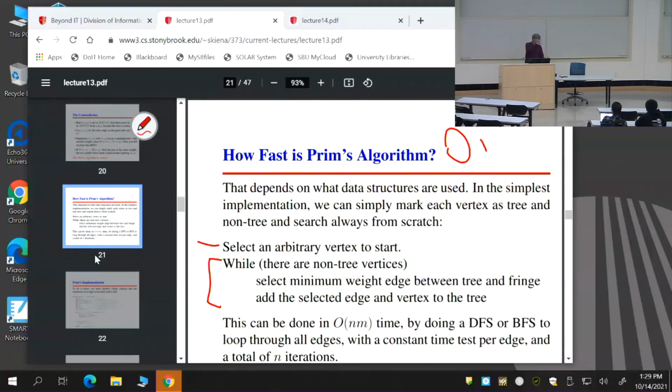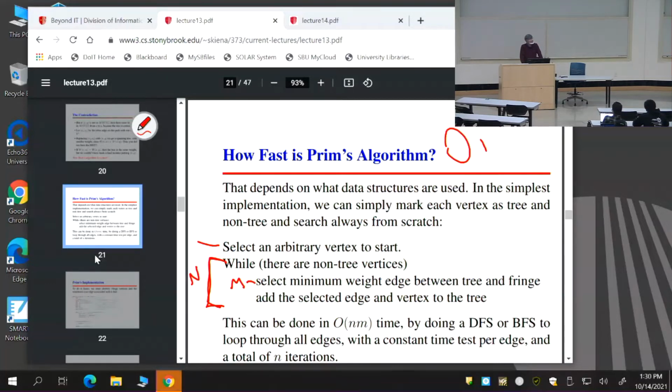Someone with a hand? Yes? Well, how many times will the outer loop go around? While there are non-tree vertices, how many times will that loop go around? N, because we're going to do that once for every vertex. What's it going to cost to go through all the edges and find the minimum weight edge that goes between a vertex and the tree? You're saying it's going to take order m. It does look like we've got to go through all m edges, right?